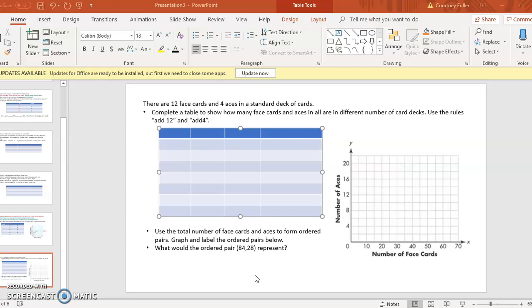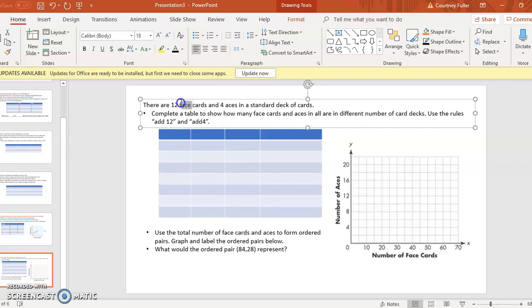There are 12 face cards and 4 aces in a standard deck of cards. Let's first start out with what are face cards and what are aces. If you've ever used a deck of cards, the face cards are the ones with faces. A jack, a queen, or a king. An ace is the one with an A on it. So there are 12 face cards and 4 aces in a standard deck of cards. I just wanted you to be able to picture that.